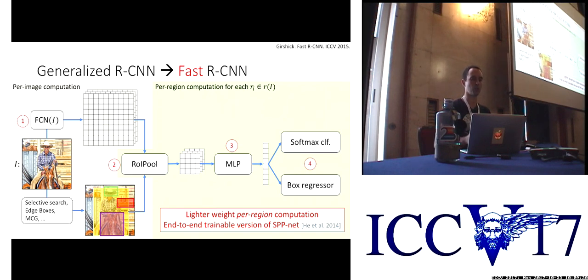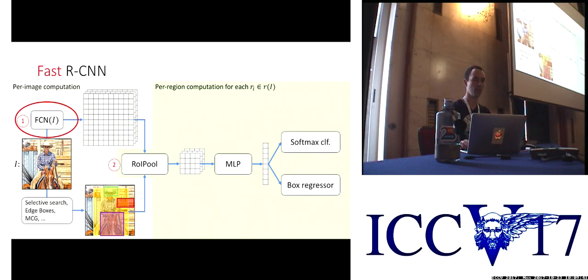And to relate this to previous work, Fast RCNN can be viewed as an end-to-end trainable version of Kaiming's SPP net. The main innovation in Fast RCNN compared to the previous work is to make it both end-to-end trainable and also keep the per region computation pretty low.